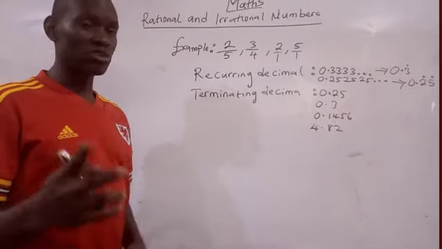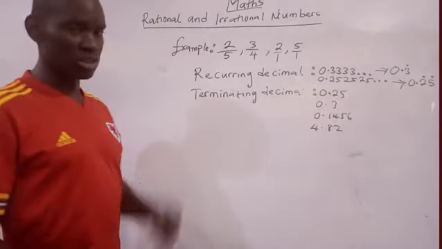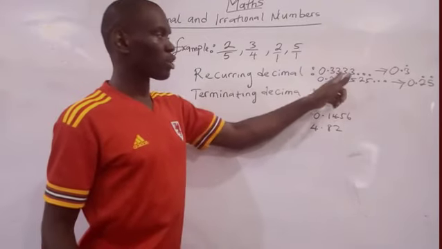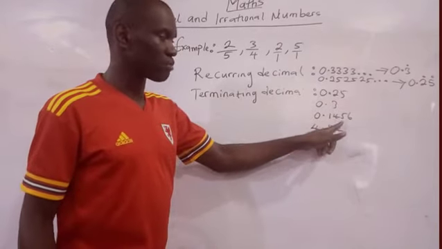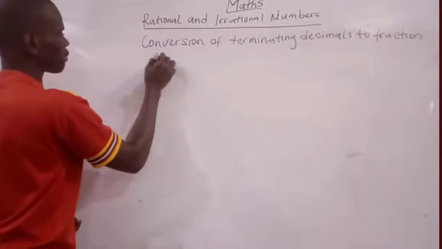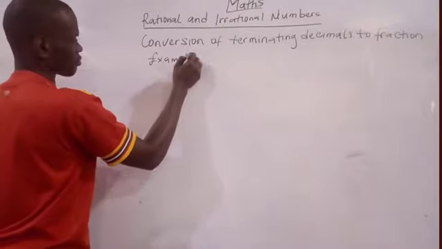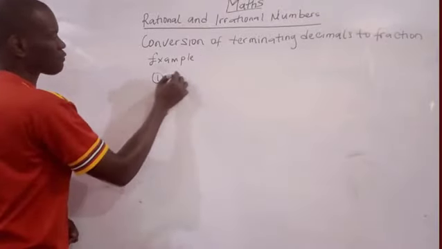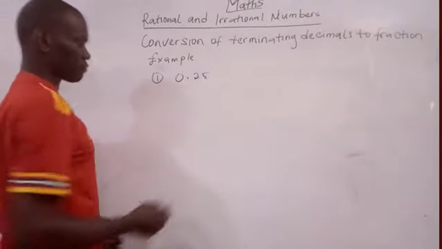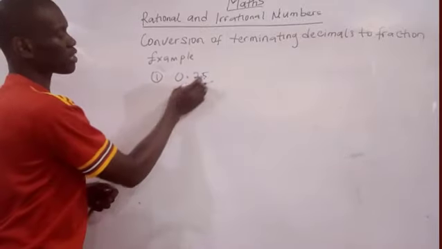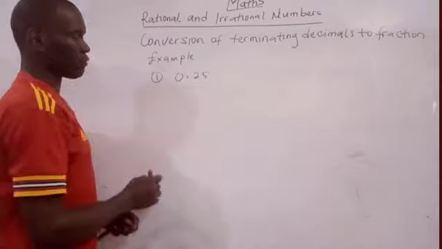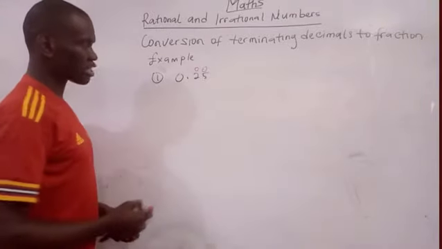We are going to be looking at two more things before we wrap up rational numbers: conversion of recurring decimals to fractions and conversion of terminating decimals to fractions. Example, if I have 0.25, I'll take cognizance of the number of decimal places I have. Of course, I have 2 decimal places.